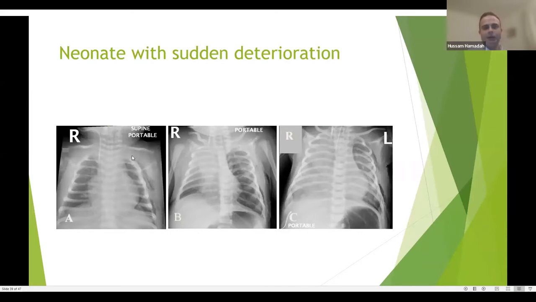See, this is one of our patients who had simple cardiac surgery, coarctation repair. All of a sudden, the patient became febrile. He had pulmonary hemorrhage. We did three X-rays within 1 hour.